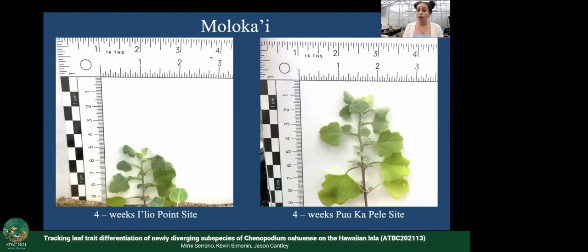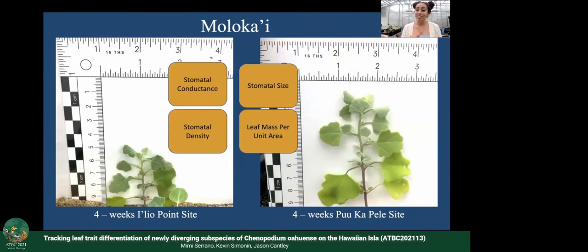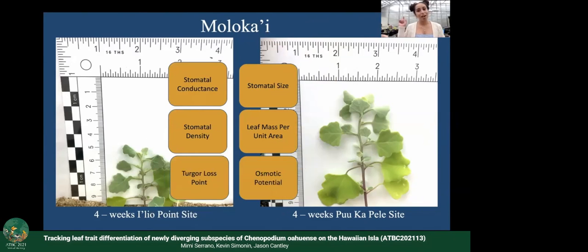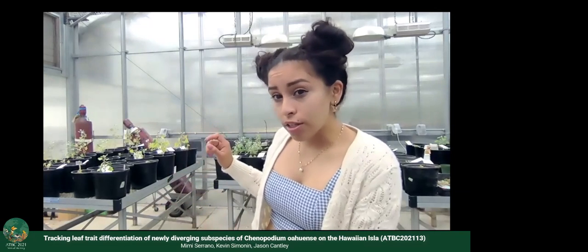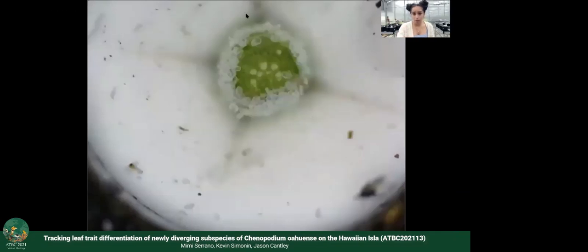programming. So we're going to be doing stomatal conductance measurements, stomatal size measurements, stomatal density, leaf mass per unit area, and my favorite, turgor loss point and osmotic potential. Let's talk more about those ones. So we measure turgor loss point and osmotic potential by doing pressure volume curves. These pressure volume curves allow us to measure at what level of water stress each of these populations can really handle. Now I'm going to show you a video about how this works a little bit.